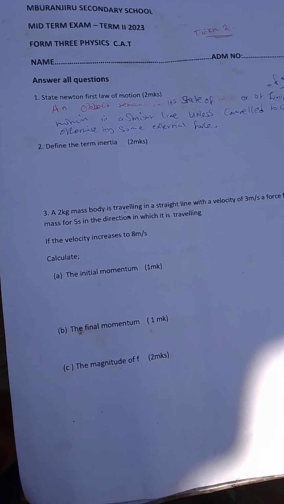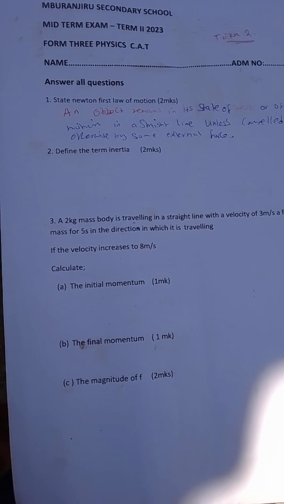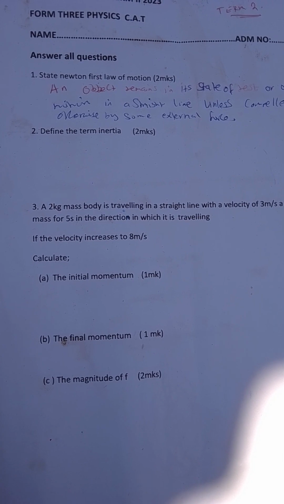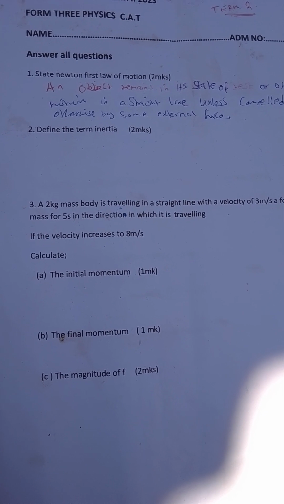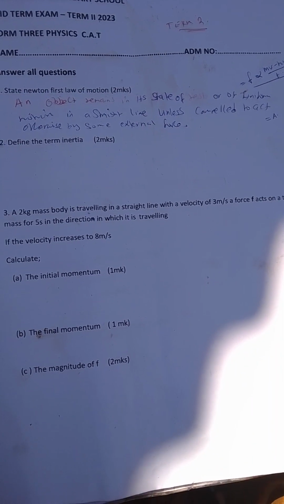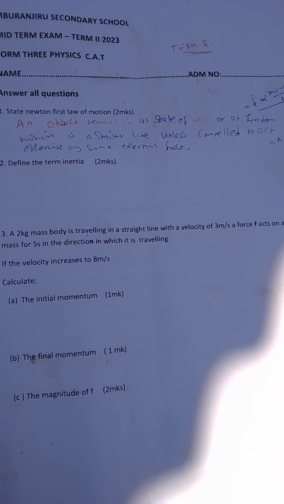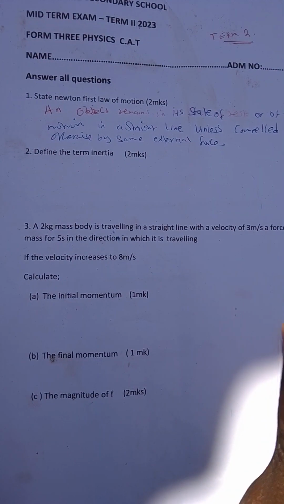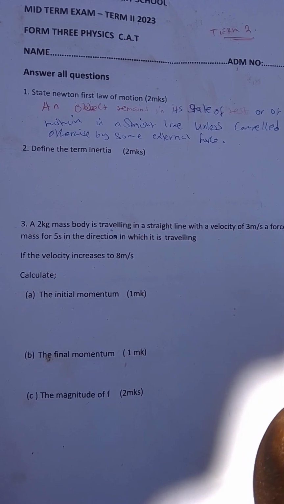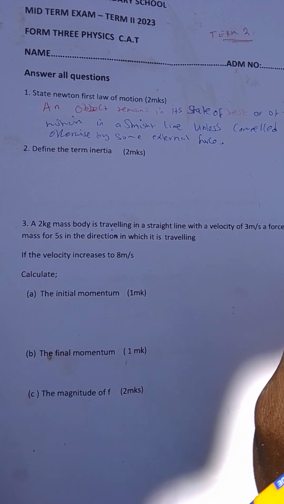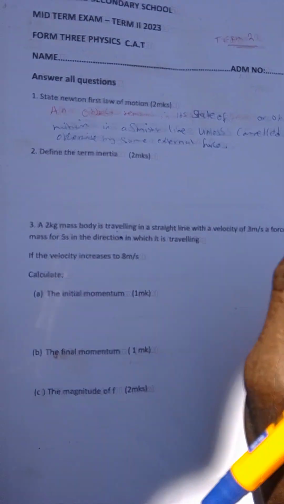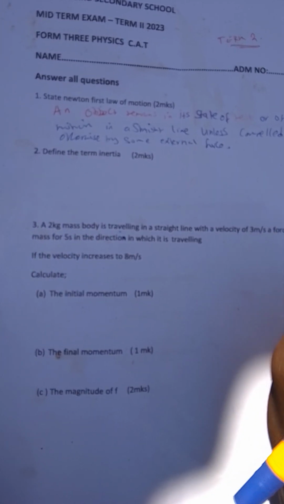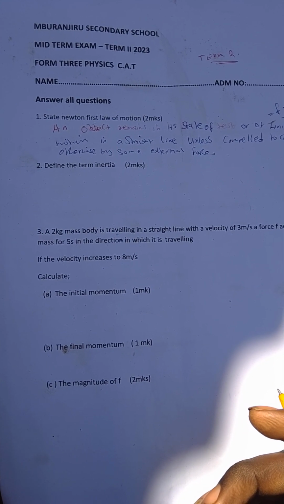Now, let us discuss the second question. We are told to define the term inertia. Where does inertia come from? First of all, we get that from the first law of motion, that a body in motion will always remain in a state of motion unless an external force acts so that it changes its nature of motion.